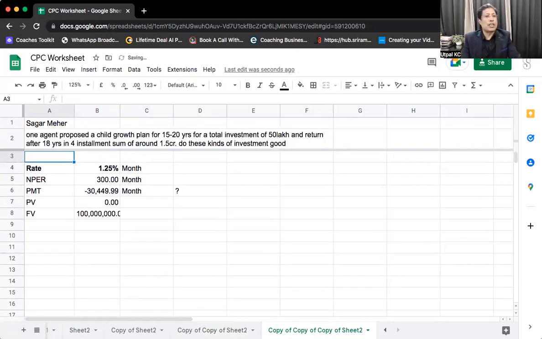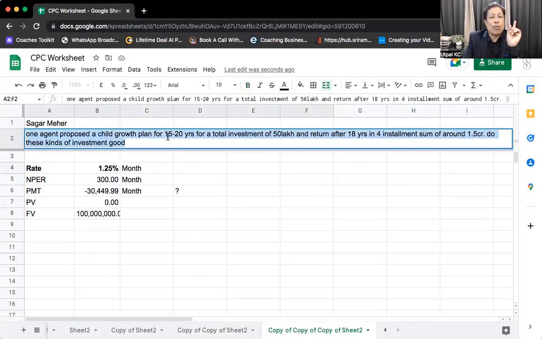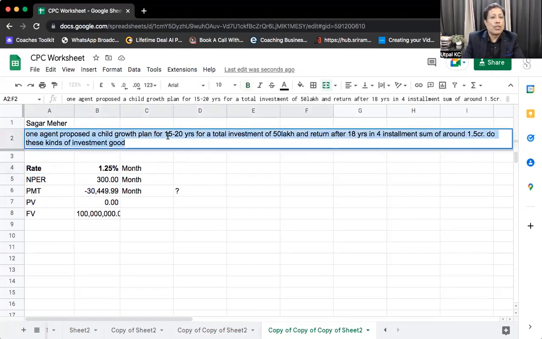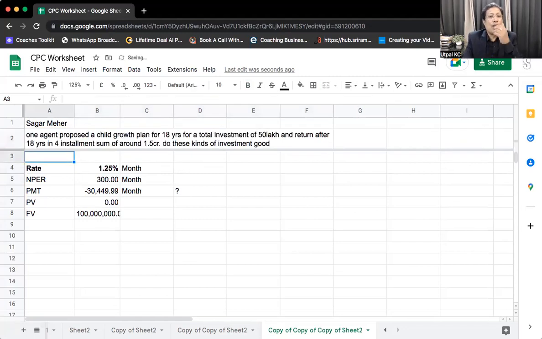Okay, one has proposed a child growth plan for 15 to 20 years. Now, for a total investment of 15 lakhs. 15 to 20 years means you'll have to give me 1 year. What is this? 15 to 20 years means what? 18 years. Okay, fine, for 18 years. So you can do those calculations once you know 18 years. So investment is 50 lakhs and return after 18 years in 4 installments, sum of around 1.5 crores.